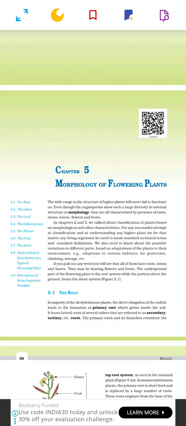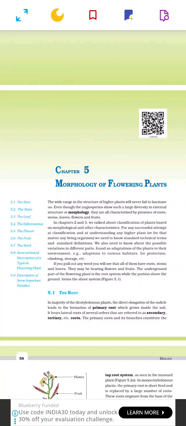In chapters 2 and 3, we talked about classification of plants based on morphological and other characteristics. For any successful attempt at classification and at understanding any higher plant, or for that matter any living organism, we need to know standard technical terms and standard definitions. We also need to know about the possible variations in different parts found as adaptations of the plants to their environment. For example, adaptations to various habitats for protection, climbing, storage, etc.